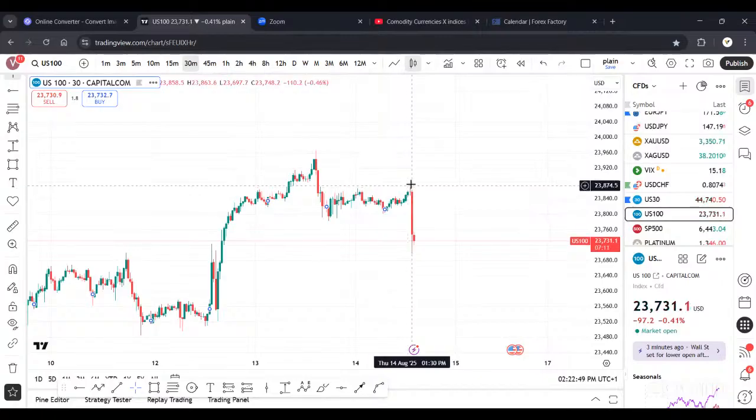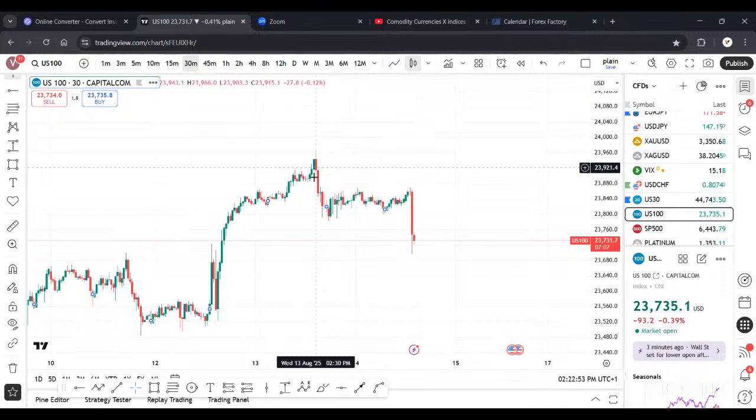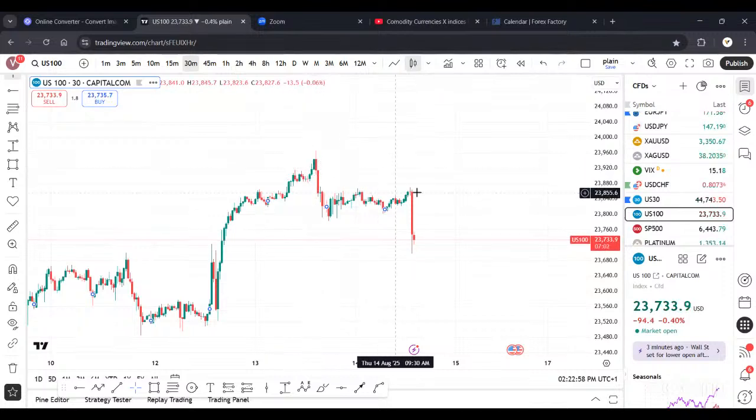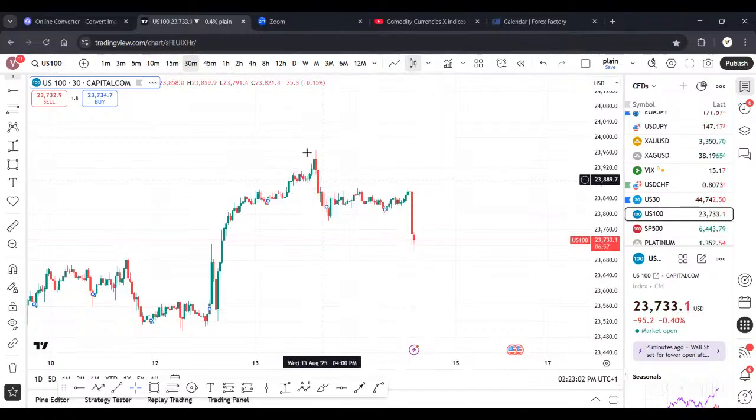an inducement. We have this entire fair value gap for us to tap into. I have a fair value gap here. We have an order block above, right? And then price can tap either from the fair value gap or the order block.